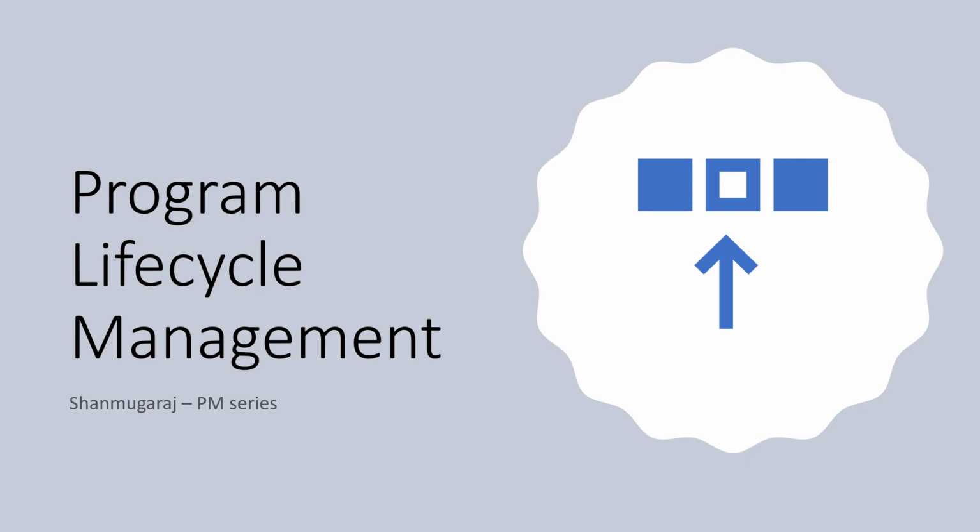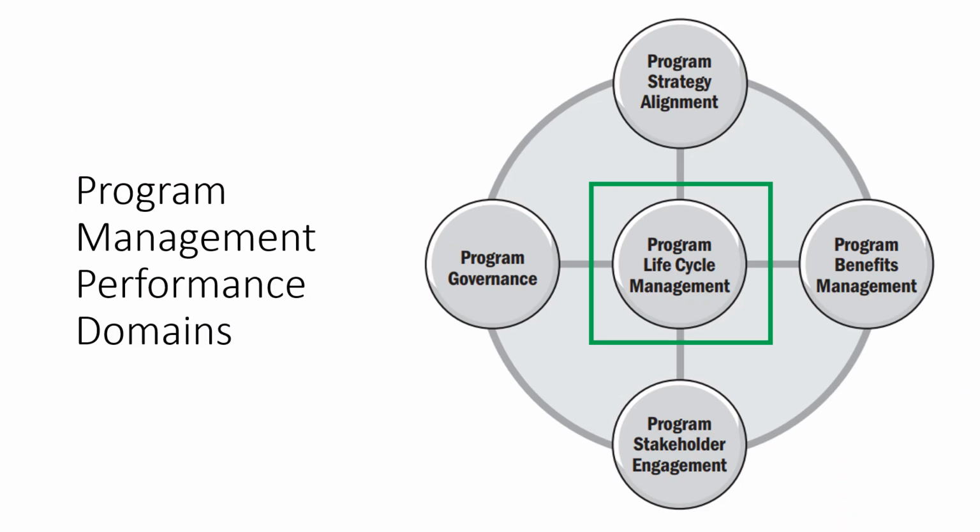So we are continuing our journey on standards of program management. We are discussing program performance domains. Today's topic is program lifecycle management. We are in the journey of learning the program management performance domains, and we are finally into the last performance domain, which is program lifecycle management. Other domains like strategy alignment, benefits management, stakeholder engagement, and program governance are all completed. You can refer to my previous videos. Today we're going to start with program lifecycle management.